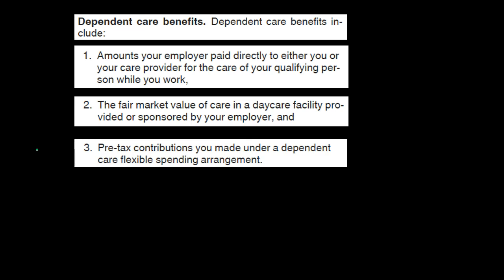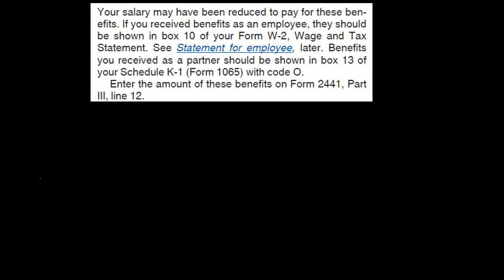Number 3, pre-tax contributions you made under a dependent care flexible spending arrangement. Your salary may have been reduced to pay for these benefits. If you received benefits as an employee, they should be shown in box 10 of your W-2. So if you check your W-2 and take a look at box 10, there are typically going to be instructions on the back of the W-2, hopefully, that'll give you some explanation on that box 10.